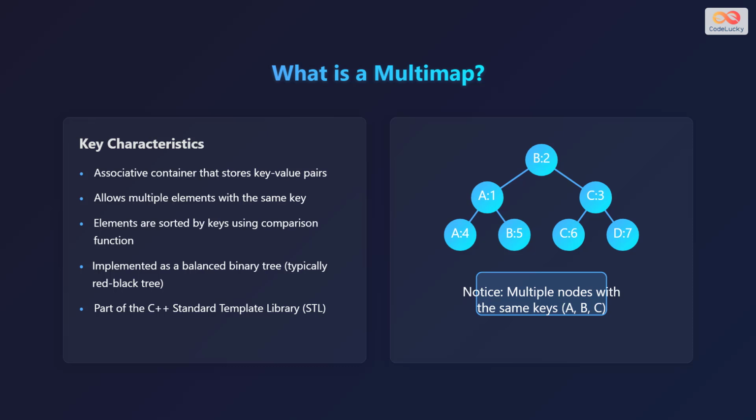Elements in a multimap are automatically sorted by their keys, using a comparison function. The default comparison is in ascending order. Multimaps are implemented as balanced binary trees, typically a red-black tree, which ensures efficient operations. Finally, multimaps are part of the C++ Standard Template Library, often referred to as the STL, providing a ready-to-use and optimized container.